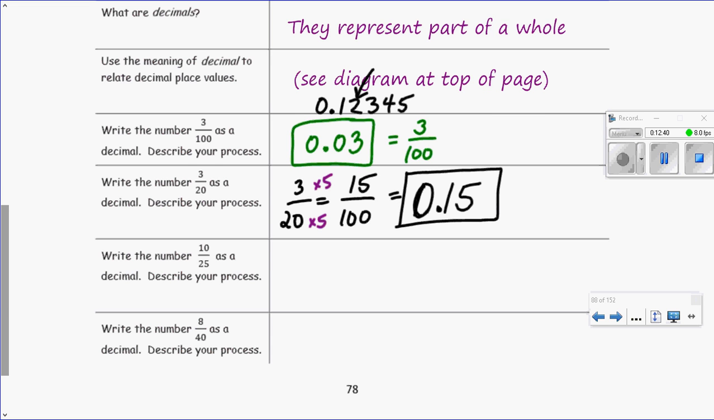Okay, how about you try this one on your own? 10 over 25. So try 10 over 25 and tell me, what does that go into evenly? Does it go into 10 evenly, 100 evenly, 1,000, 10,000? How far do you have to go to figure it out? Okay, it is 100 if I multiply by 4. So then I do 10 times 4. So here's the work. And this is 40, so 40 hundredths.